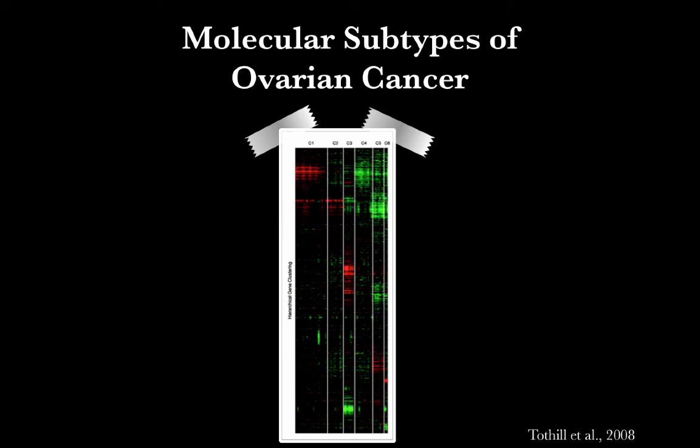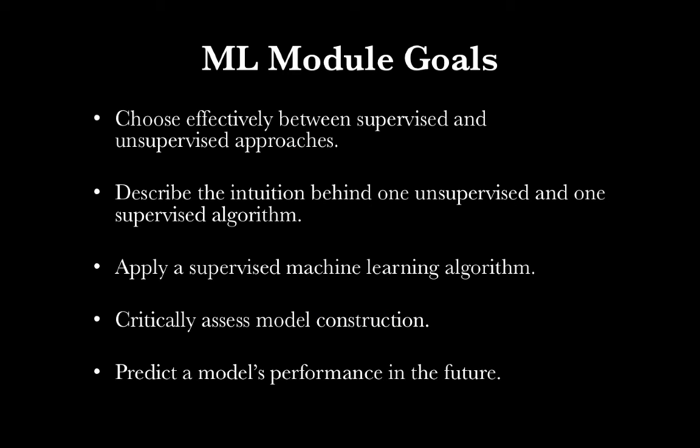These techniques in biology can, for instance, help you identify that there are multiple different subtypes of ovarian cancer. This is just one example that we'll go through. To give you an idea of the goals we have with this machine learning module, which will cover 5 class periods, we're going to help you learn how to choose effectively between the supervised and unsupervised approaches, which are 2 different types of techniques. We're going to help you learn how to describe the intuition behind one specific unsupervised algorithm and one specific supervised algorithm. By the end of this, you'll be able to apply a supervised machine learning algorithm, assess the construction of the model from that algorithm, and predict that model's performance in the future.